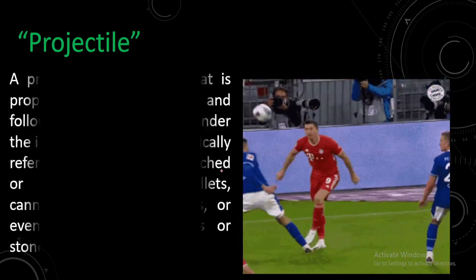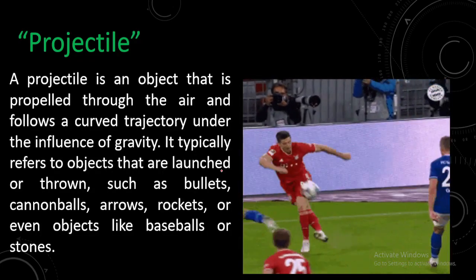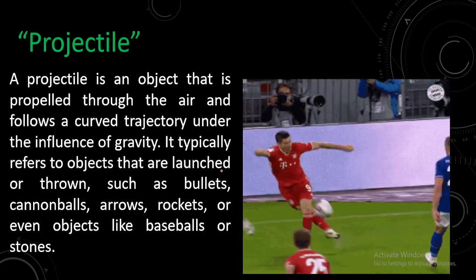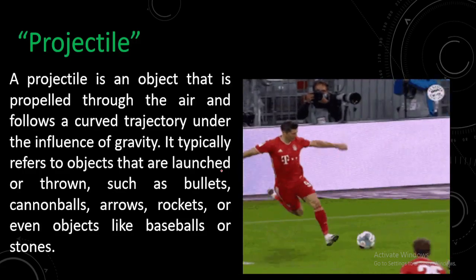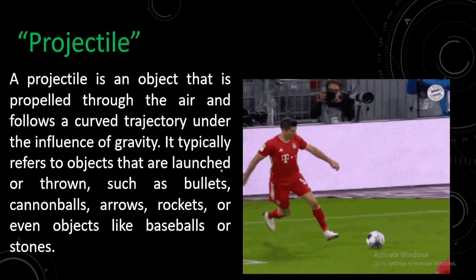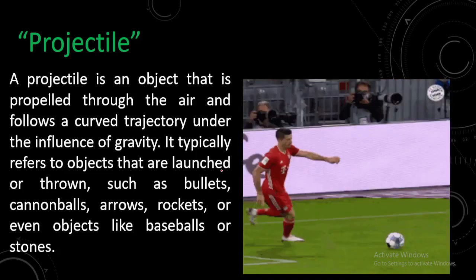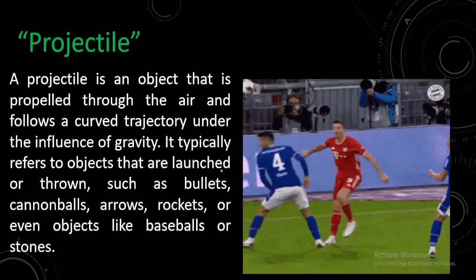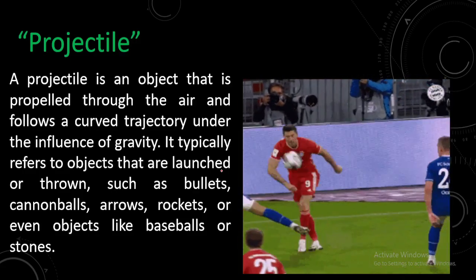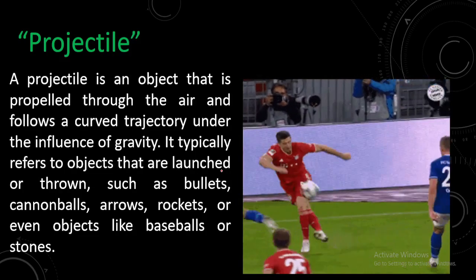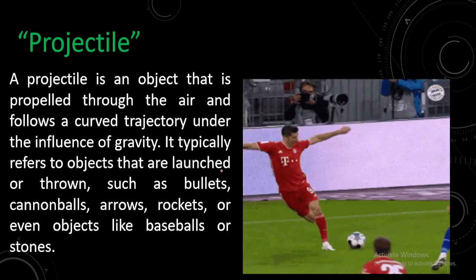Yes, you might be thinking that this projectile that you're talking about is just an object which is propelled through the air and follows a curved trajectory under the influence of gravity. So it typically refers to an object that is launched or thrown into mid-air, such as bullets, cannonballs, arrows, rockets, or even objects like baseballs or stones. Alright, so you might be asking me if dart pins are included. Yes, they are. That's a good example.